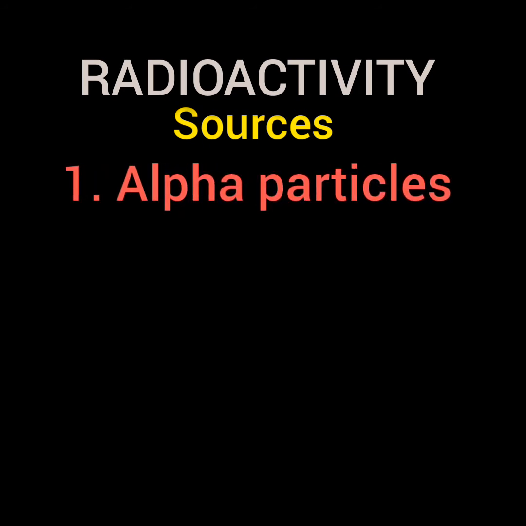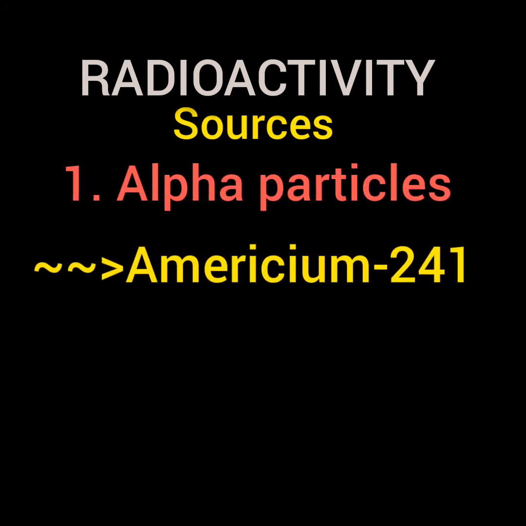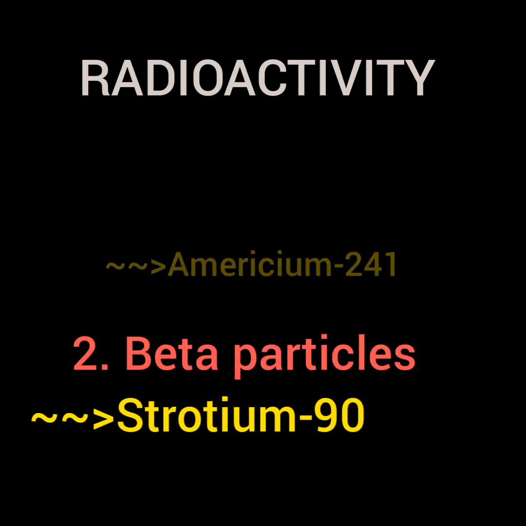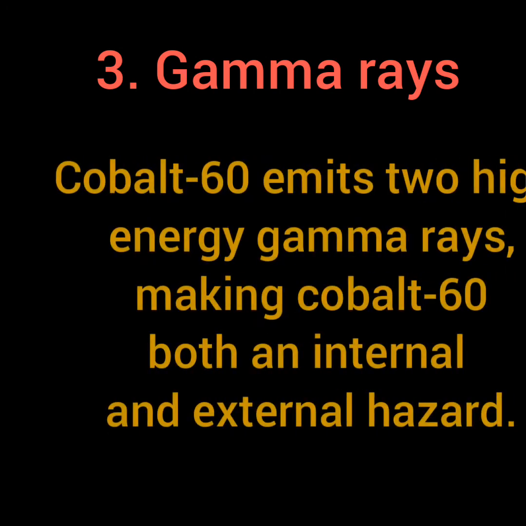Radioactivity. Sources of radioactive substances. Alpha particles, we have americium-241, beta particles, strontium-90, and then gamma rays, we have cobalt-60.